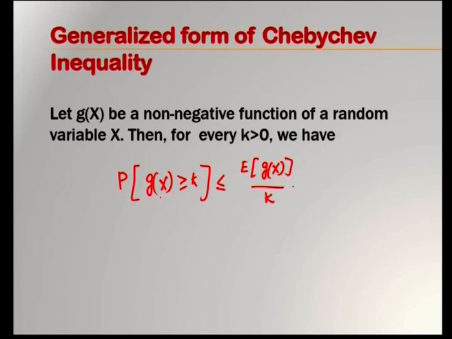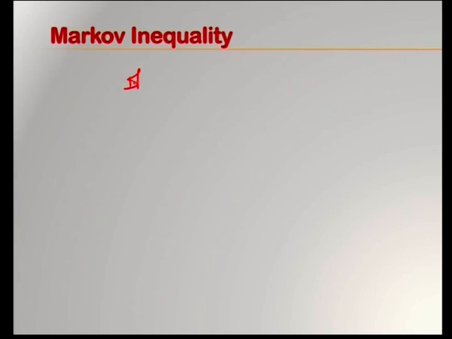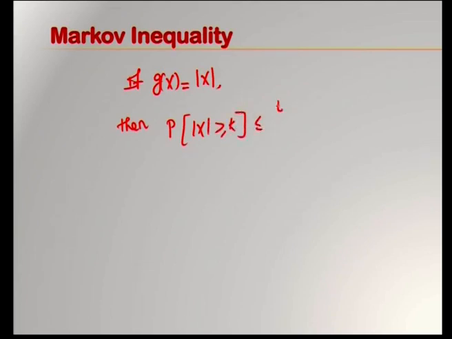Now, if you take a particular case of the function of random variable, we get the Markov's theorem. That is, g of x is a function of random variable. This g of x can be equal to x or it can be x square, any function of a random variable x. If this has a particular format called modulus of x, then this generalized form of Chebychev inequality becomes the Markov property. That is, if g of x equals modulus of x, what happens to the Chebychev inequality? It is probability of mod x greater than or equal to k is less than or equal to expectation of mod x divided by k.